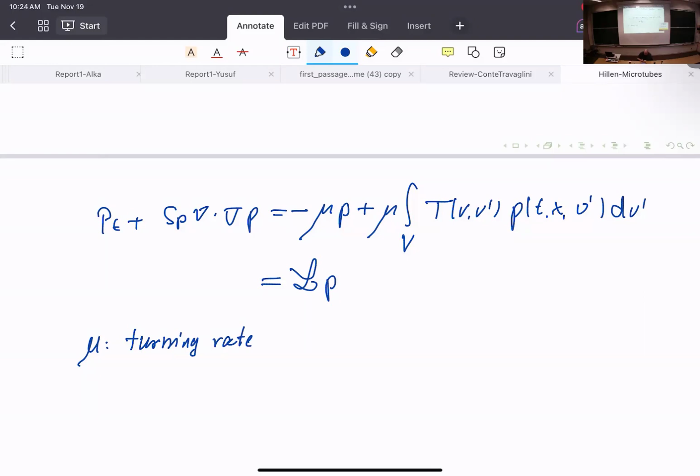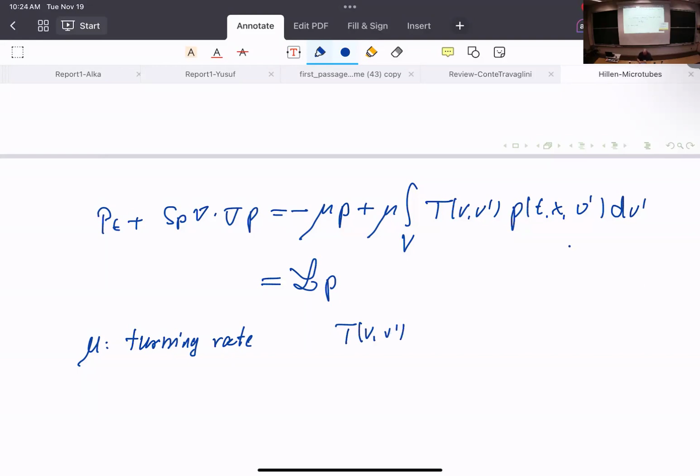So this describes how often the microtube tips change direction. From the images, they do not change direction very often, so mu is small, but they do. They can adjust the direction just a little bit. So mu is the turning rate, and then T of VV prime.